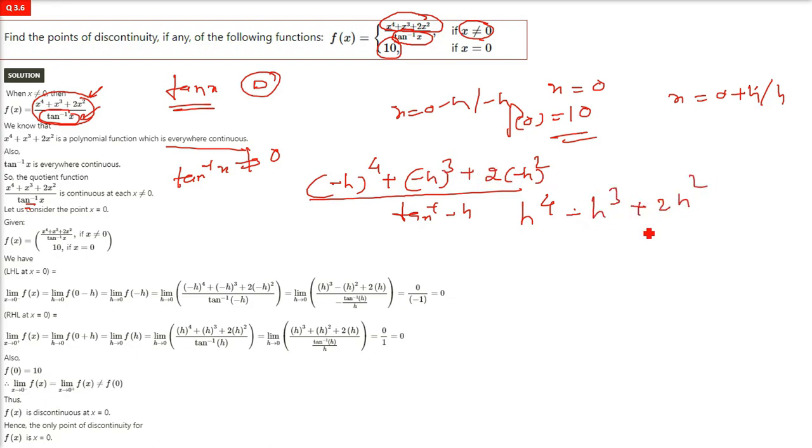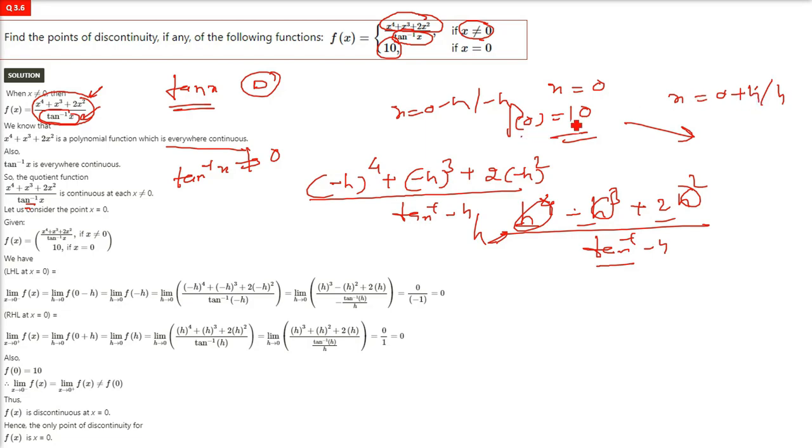This is the right hand side I am doing, that is the RHL. I am putting h. On the left hand side we place minus h. Now you see this tan inverse of minus h or plus h, whatever you do. On the right hand side you have to put plus h, so that is a correction here. So when you put h equals 0, it will be 0. In the numerator, h is always there. As I said, don't worry about the denominator. The numerator itself is saying 0.